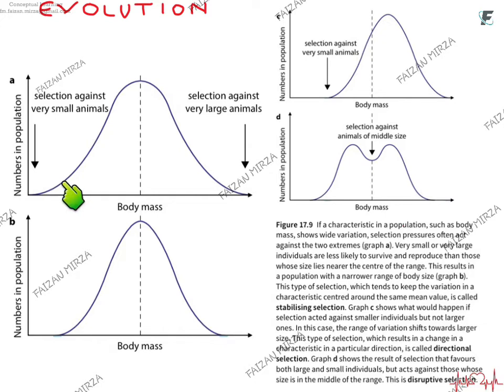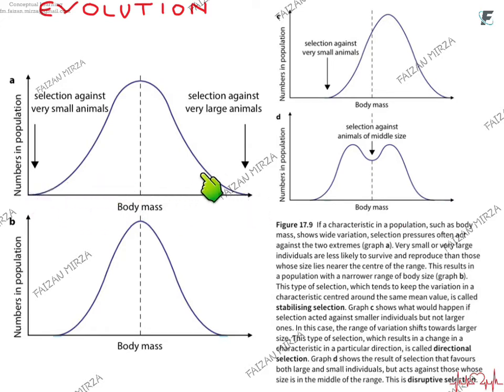The first graph shows the number of the population, which means the frequency in the population, and the x-axis shows you the body mass. This body mass is the mean body mass. You can see the mean body mass is most frequent in a population. Selection is occurring against very small animals and very large animals, the two extremes. This is continuous variation. You can see the largest ones, the heaviest ones, and the lightest ones.